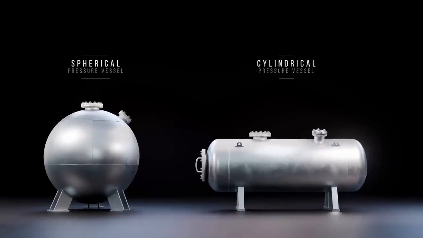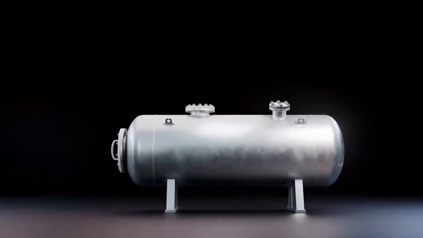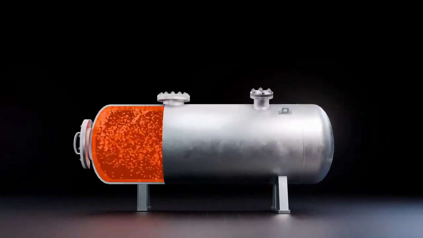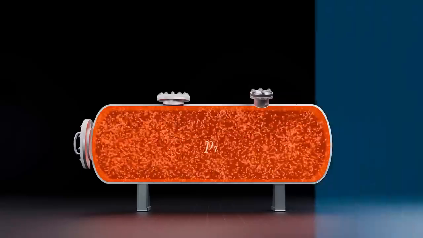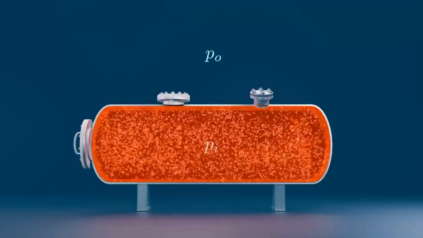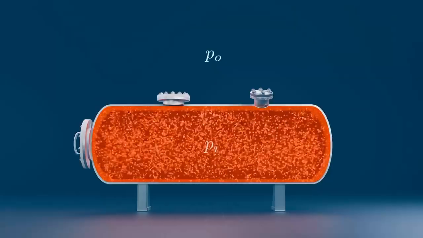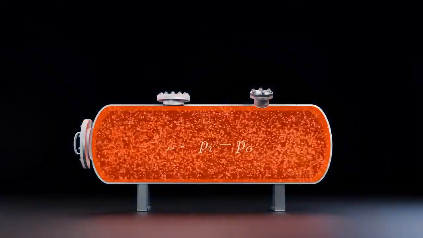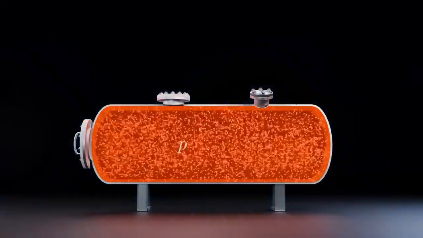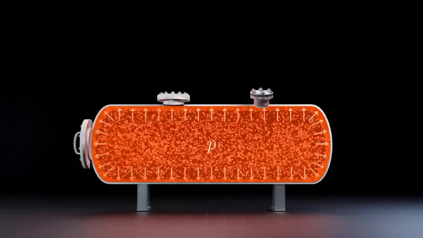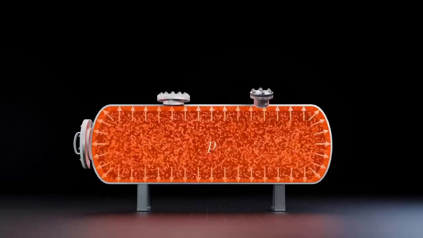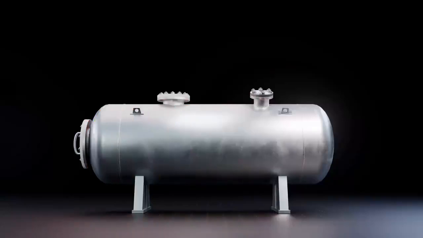Let's start by looking at the cylindrical pressure vessel. It contains a fluid at high internal pressure, with the outside of the vessel seeing a lower atmospheric pressure from the surrounding environment. What we're interested in is the difference between these two pressures, the gauge pressure P. The net effect of this gauge pressure is to push outwards on the inside surface of the cylinder, causing stresses to develop in two main directions within the vessel wall.